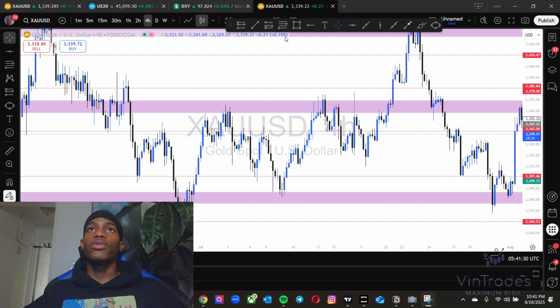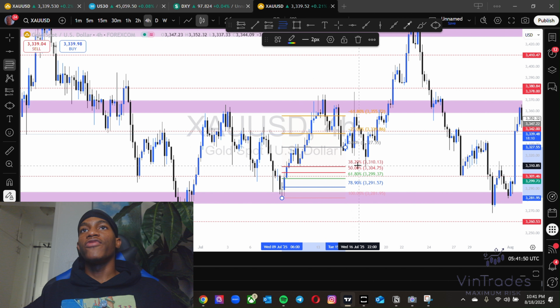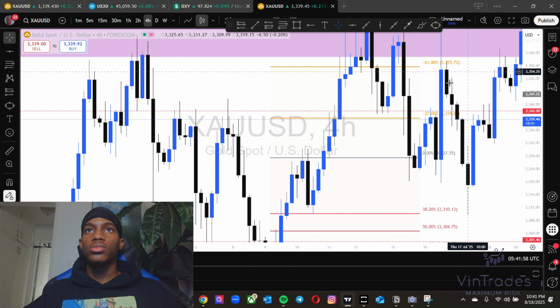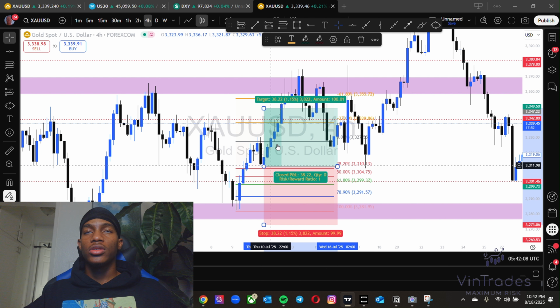From our support zone, I'm going to draw my Fibonacci retracement. From here, 100 extension here. Then price is going to have a pullback, hitting our 38.2, 50 extension thereabout. And now, let me expand it more. I'm going to enter to catch a buy right here.